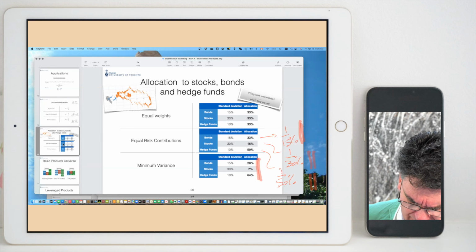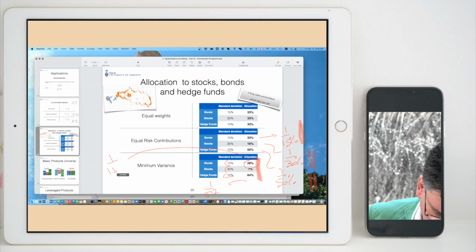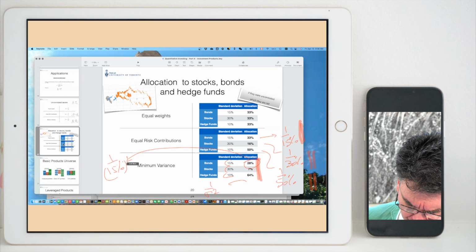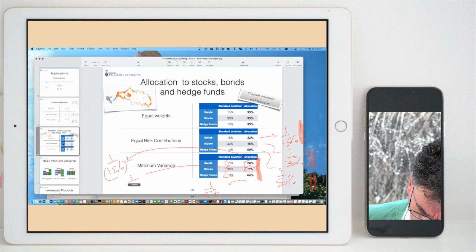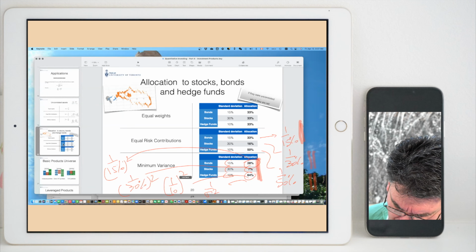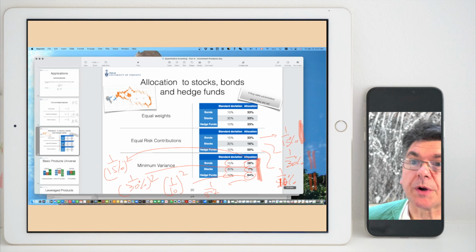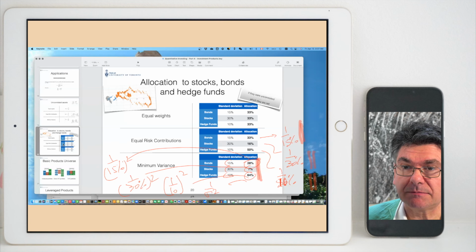Well, for the last one, the formula is 1 over sigma squared. Because we have the sigmas here, this number is 1 over 15% squared. This number is 1 over 30% squared. And this number is 1 over 10% squared. I made a mistake, this is 10, that's not 50%. Normalized so that they add up to $1 million.